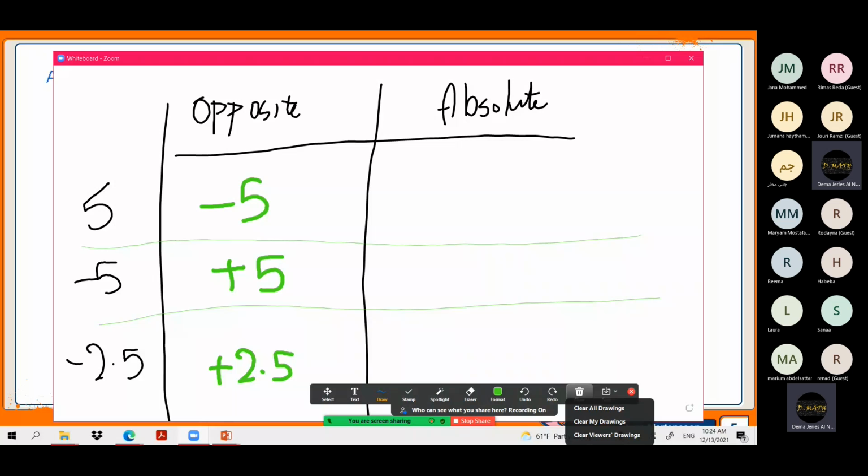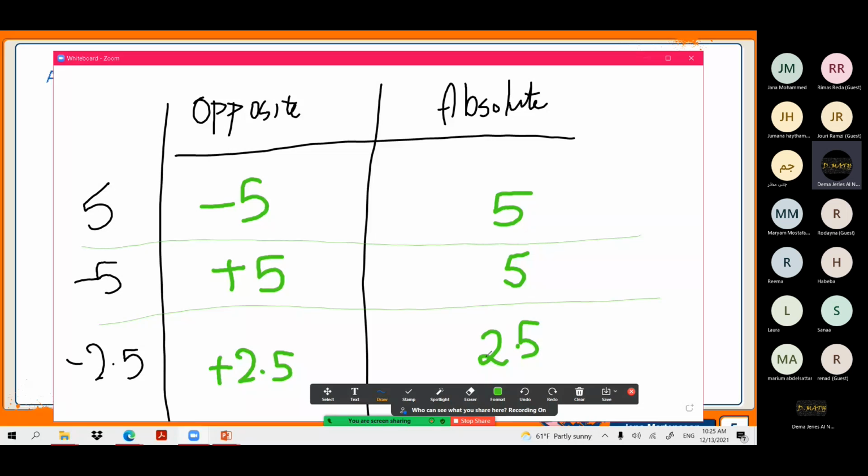Now for the absolute. What is the absolute value of 5? 5. Of -5? Still 5. You drop the sign. And what is the absolute value of -2.5? 2.5. So this is the difference between the opposite and the absolute. This is for whoever asks me, teacher, is the opposite the same as the absolute? No.